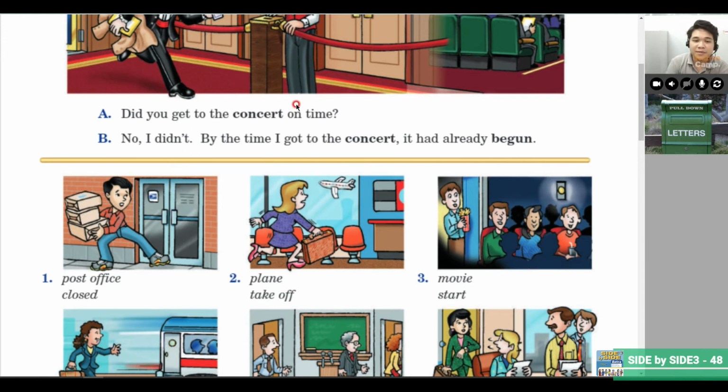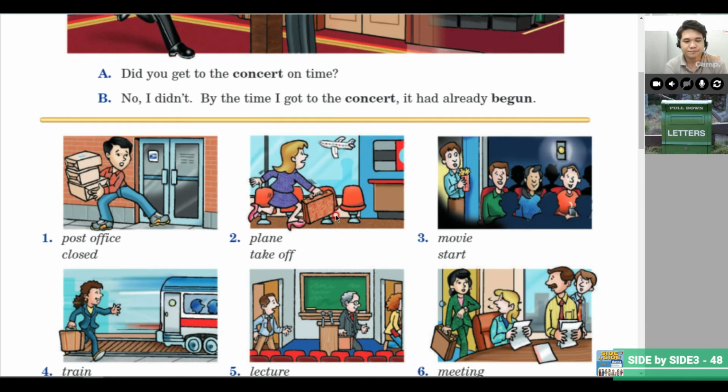You will use the same structure, just replace the words. Got it? Okay. Number one, did you get to the post office on time? No, I didn't. By the time I got to the post office, it had already closed. Number two, did you get to the plane on time? No, I didn't. By the time I got to the plane, it had already taken off. Number three, did you get to the movie on time? No, I didn't. By the time I got to the movie, it had already started.